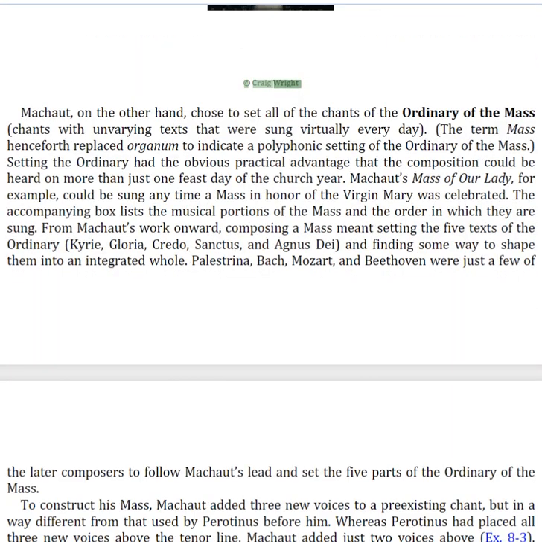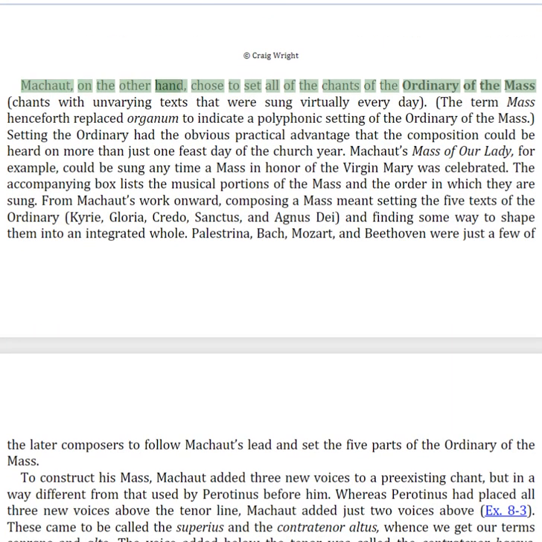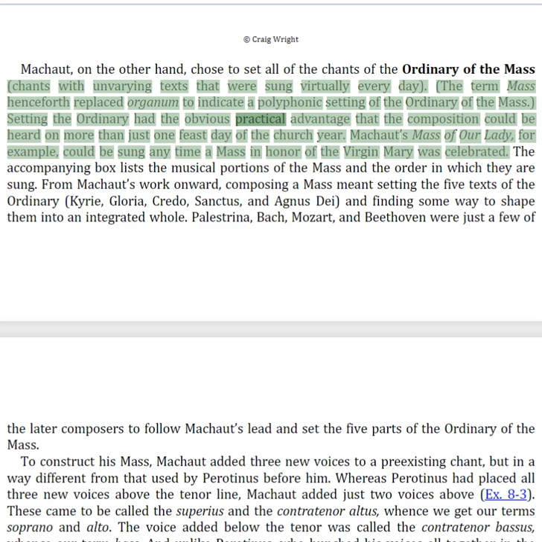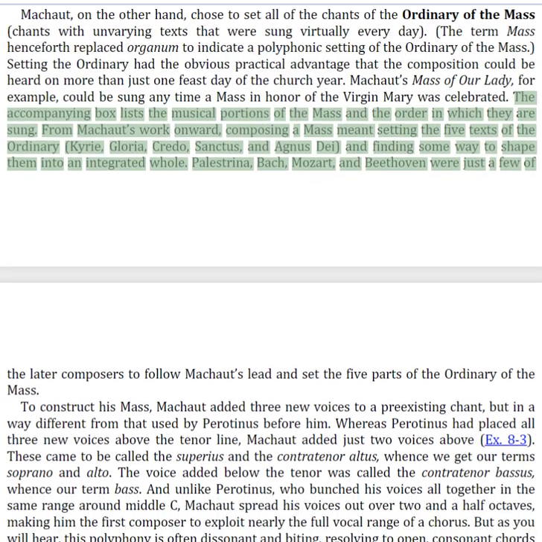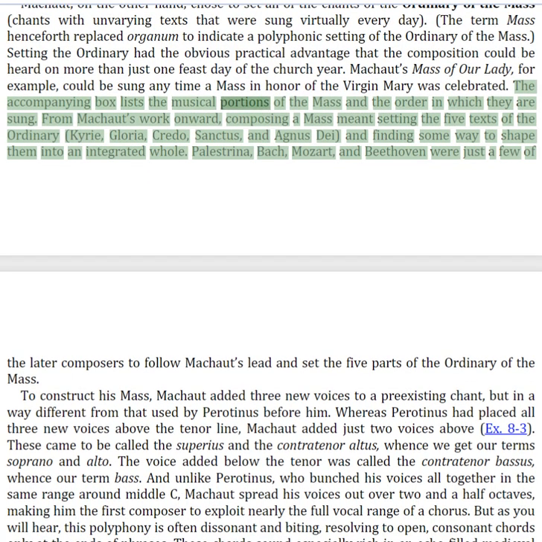Machaut, on the other hand, chose to set all of the chants of the ordinary of the Mass. Setting the ordinary had the obvious practical advantage that the composition could be heard on more than just one feast day of the church year. Machaut's Mass of Our Lady, for example, could be sung any time a Mass in honor of the Virgin Mary was celebrated. The accompanying box lists the musical portions of the Mass and the order in which they are sung.